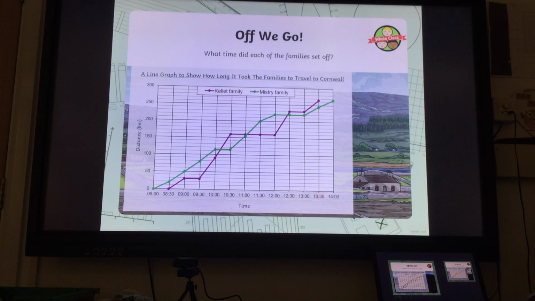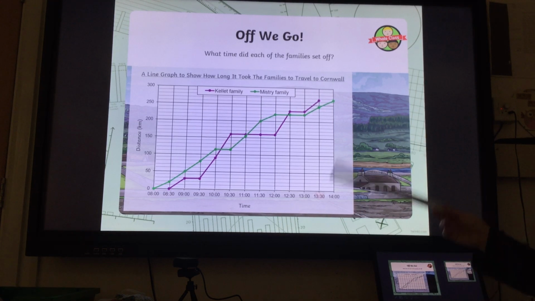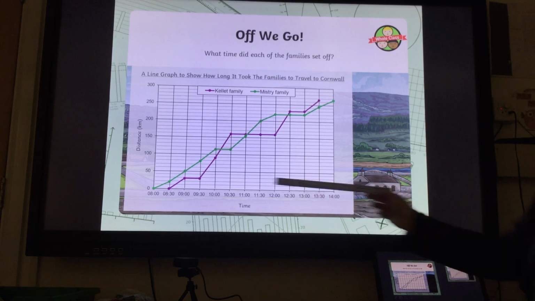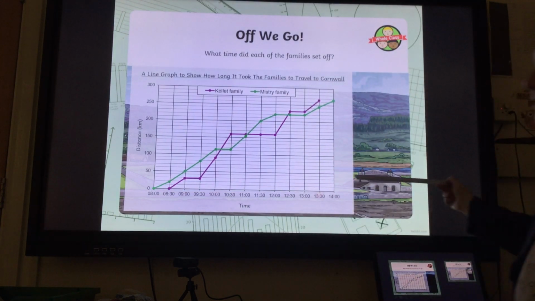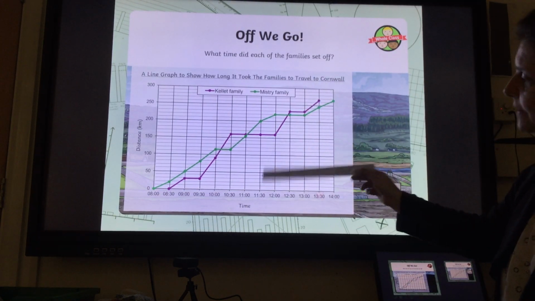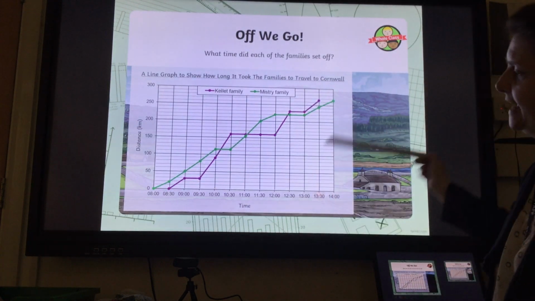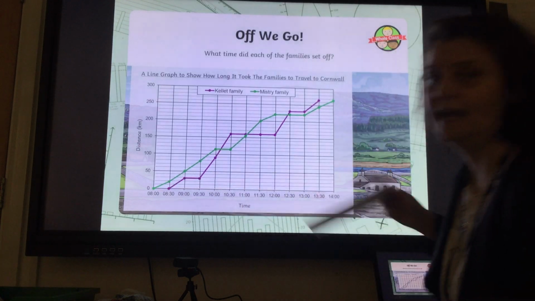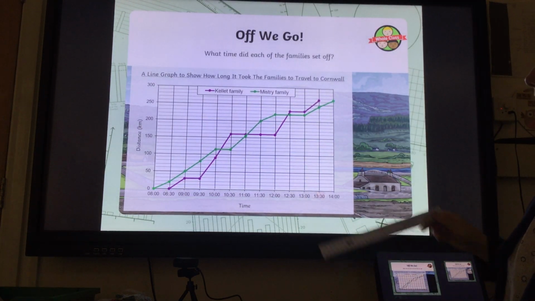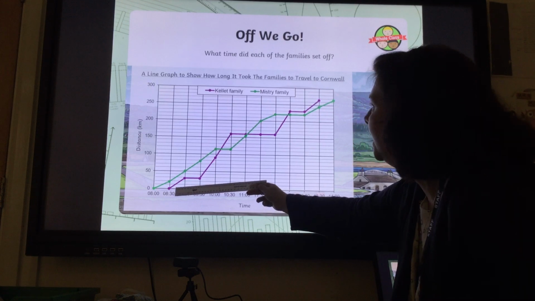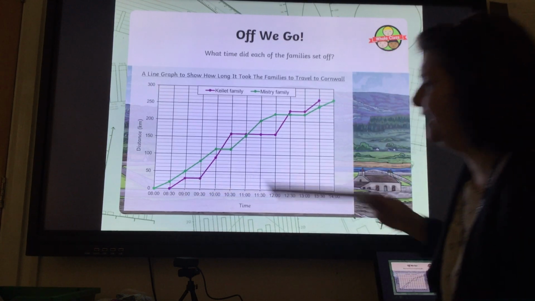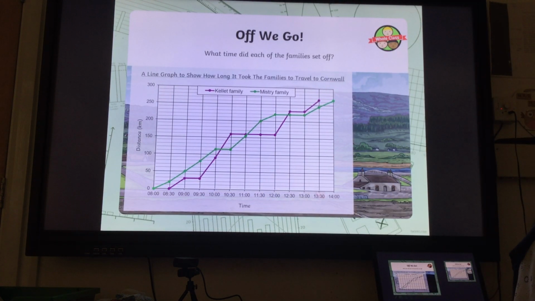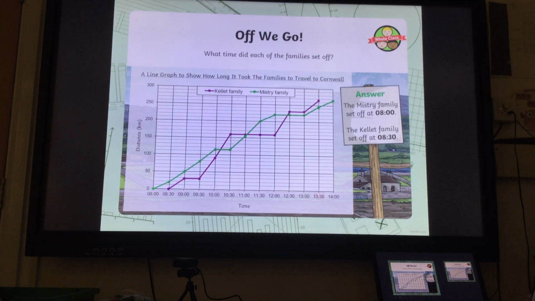What time did each of the families set off? So we need to have a look at the bottom of the graph. So when they set off, that's at 0 kilometres along here. So the Mystery family are in green. What time did they set off? Well, their 0 points to the 8 o'clock time. The 0 on the Kellett family points to 8:30. They set off at 8 o'clock and 8:30.